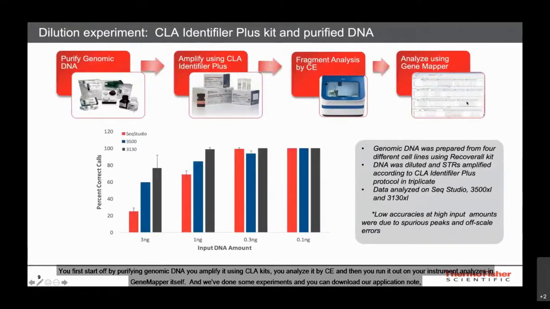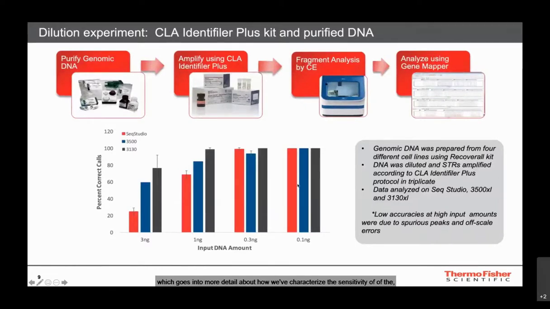And we've done some experiments, and you can download our application note, which goes into more detail about how we've characterized the sensitivity of the Identifier Plus kit using both Seq Studio and CE, and for that matter, 3130 instruments. So we know that we can get down to about 0.3 nanograms of input DNA and still get a completely accurate profile.